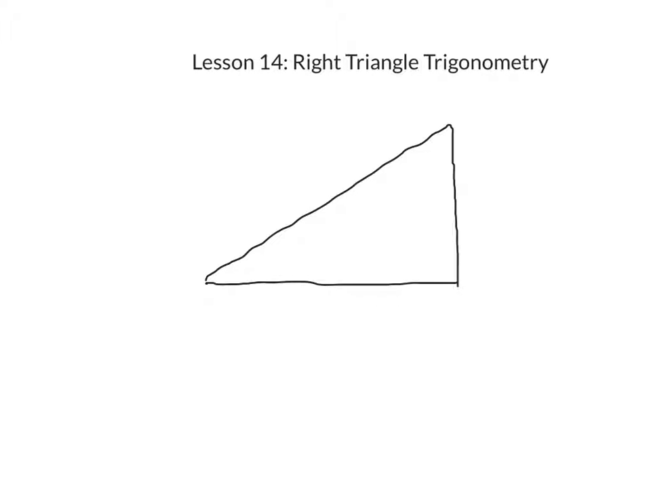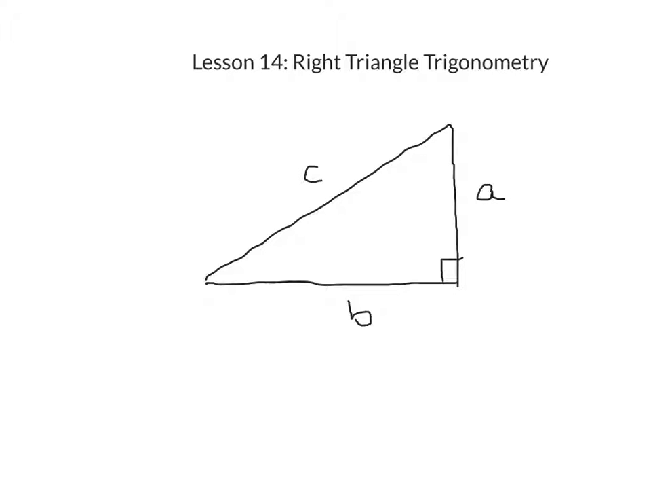And obviously, since it's a right triangle, we have a right angle down here. Now, the sides are the first thing we're going to talk about. The sides are typically always labeled with lowercase letters. So I'm going to call this vertical leg here lowercase a. The other leg, which is the horizontal leg, I'm going to call lowercase b. And then the hypotenuse I'm going to refer to as lowercase c.